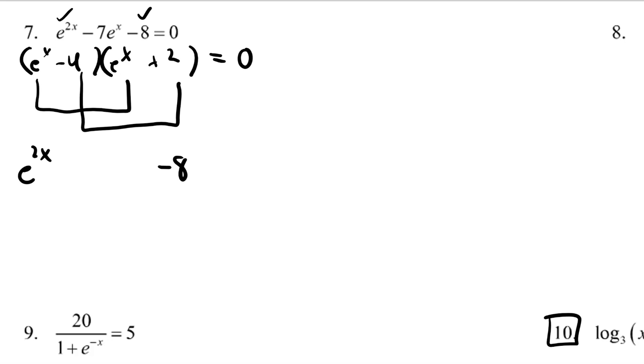But the part that you guys sometimes don't check out is the whole thing has to FOIL when you're factoring. So if I did what I currently have here, if I did the outer combined with the inner, this would be -2 e to the x, and it's supposed to be -7 e to the x. So I have to think of a way to change this so that it still multiplies to -8. So I have to pick something besides 4 and -2, or -4 and 2. I don't remember what I picked.